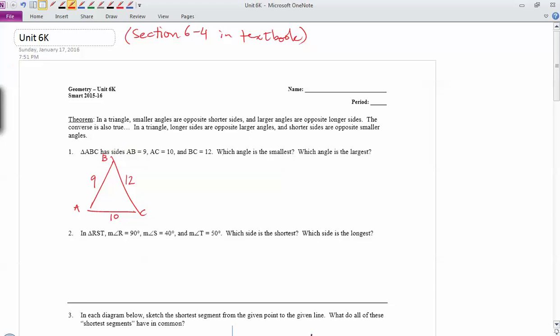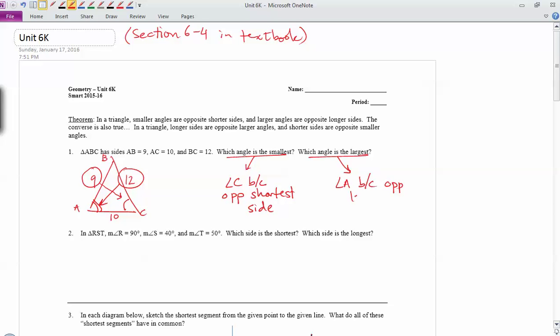Well, in this one, the smallest side is 9, so the smallest angle is going to be angle C. So the smallest angle, angle C, because it's opposite the shortest side. And then using the same kind of logic, the 12 is the longest side, so that's going to be opposite the biggest angle. So the largest angle is angle A, because it's opposite the largest side, or the longest side.